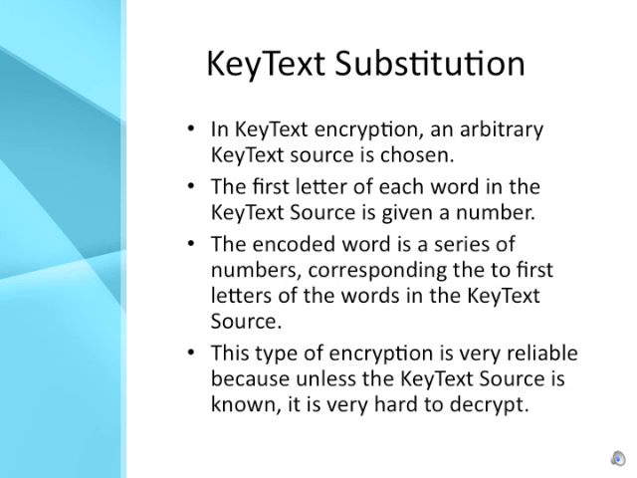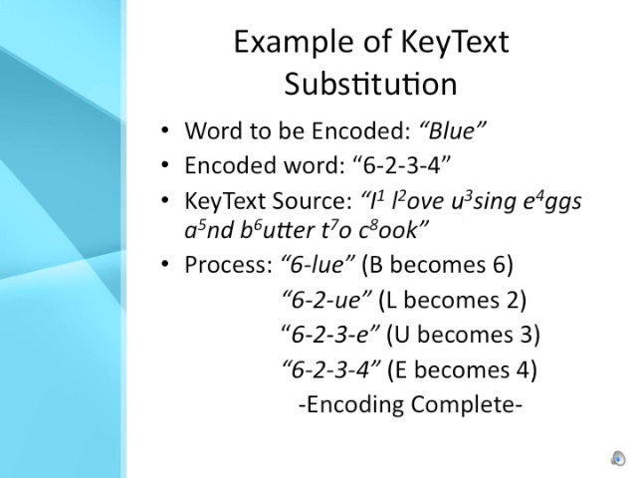Another type of encryption is called key text substitution. First, an arbitrary phrase is chosen to be the key text source. The first letter in each word of the key text source is given a number in order starting at 1. Then each letter in the word to be encrypted is set to the corresponding number. The key text source must contain all the letters in the word to be encrypted. For example, the word blue becomes 6234.